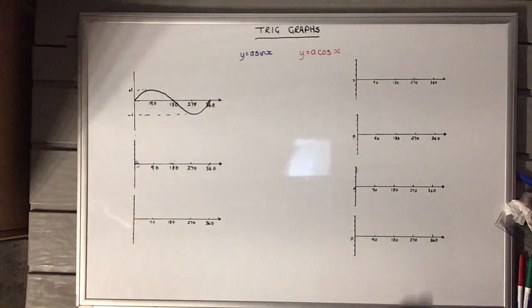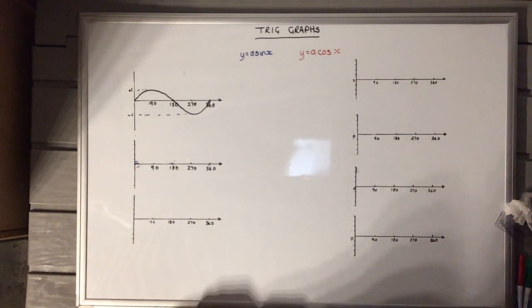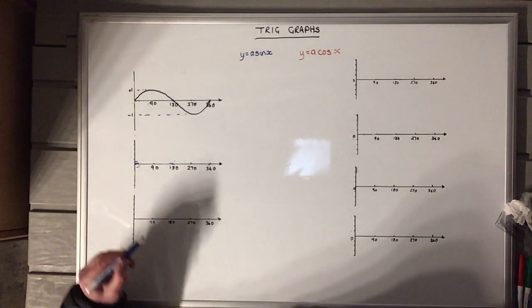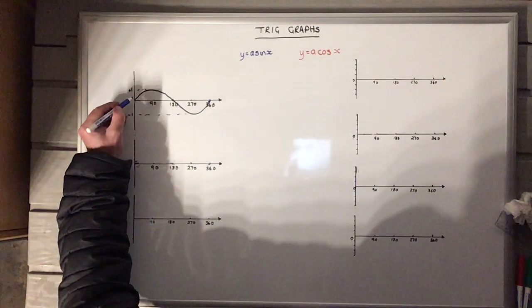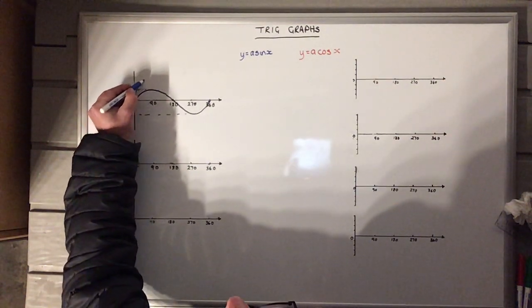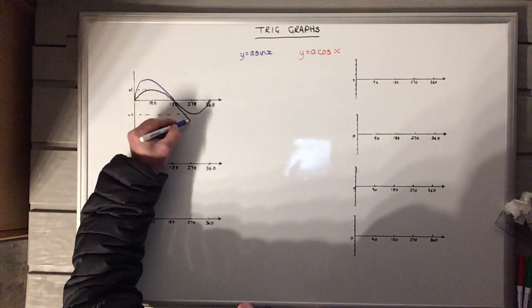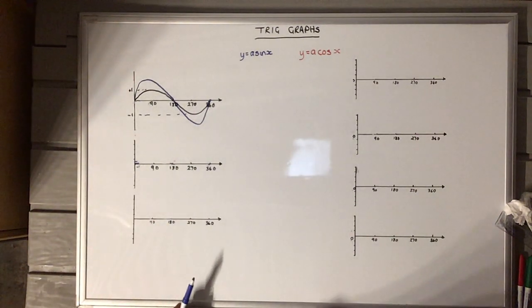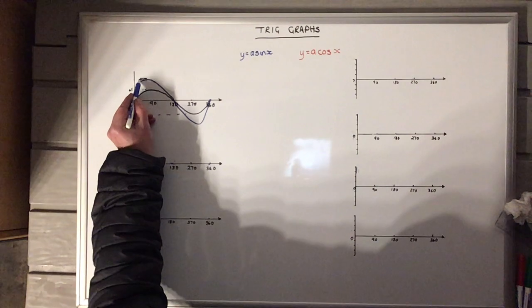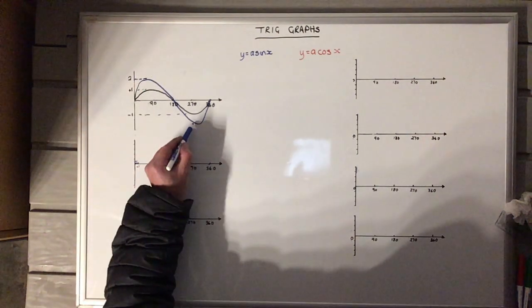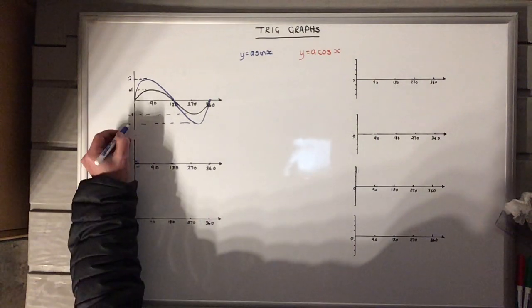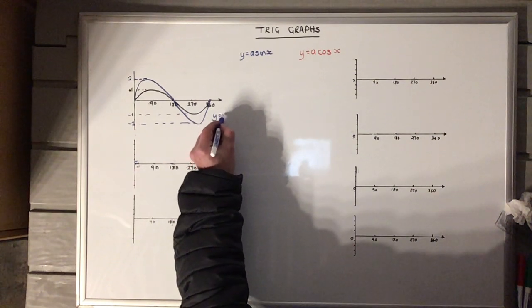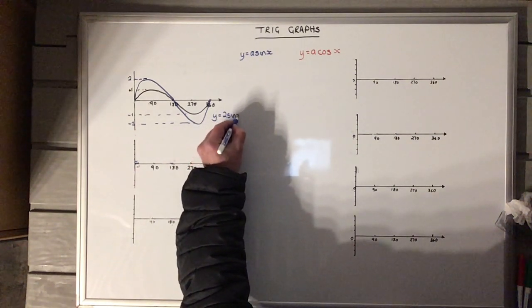Now what happens if I change the value of a? If it's not 1, what happens if it's 2 or a half or something like that? Well, this is what happens. I'm going to draw this graph here, and make it a good bit bigger. Notice that the period is the same. But this goes up to 2, and the minimum value here is -2. That tells me that the graph is y equals 2 sin x.